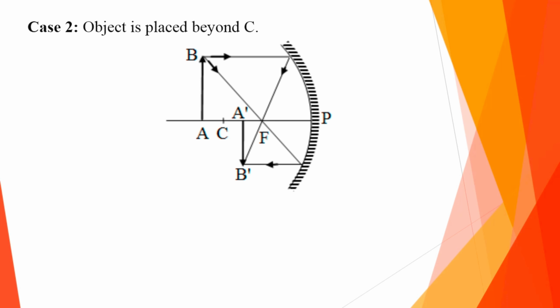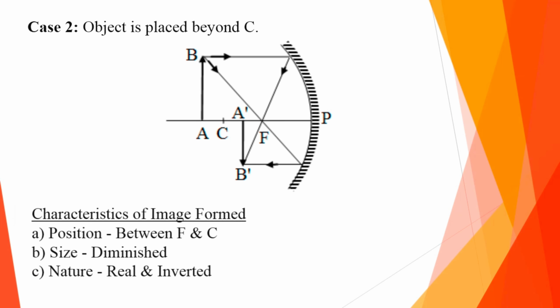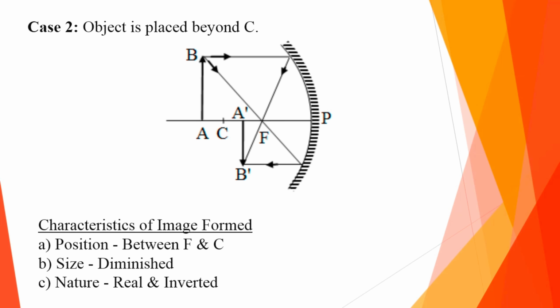So what is the position? When the object is beyond C, the position of the image will be between focus and center of curvature, that is between F and C. What about the size? Size is diminished, that is smaller than the object. And what about the nature? The nature is real and inverted. Real means it can be captured on the screen and inverted means upside down.